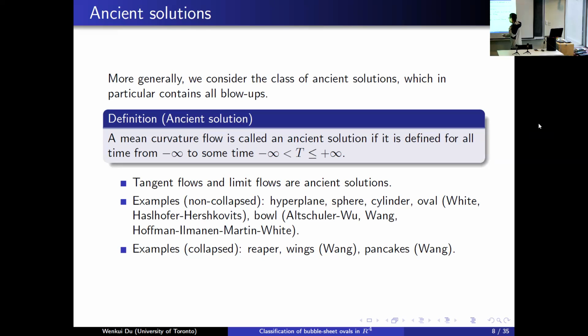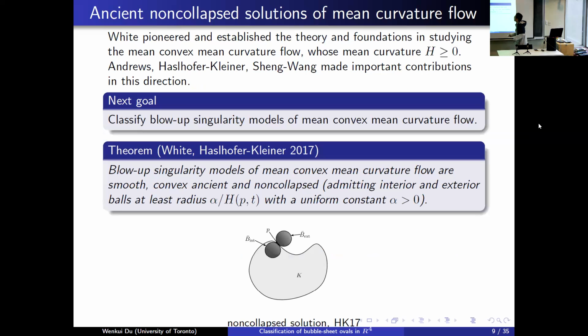So collapsed means, although they could be convex, it does not sweep out the whole space. So what is a non-collapsed solution? Why do you care about non-collapsed solutions?